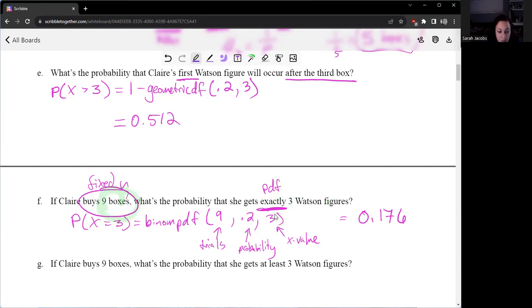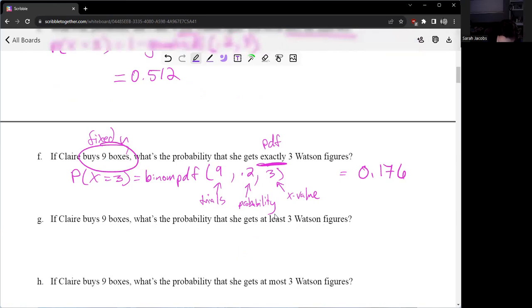Okay, so very similar, but not the same. She buys 9 boxes. What's the probability that she gets at least 3 Watson figures? So at least, now it's not an exact value. We're going to use our CDF function. And so we're looking for the probability that x is greater than or equal to 3. Now, that 'or equal to' is important here because at least 3 means 3 is satisfactory. So it's a greater than, we'll do a 1 minus. It's an at least, so there's a range, there's an inequality.